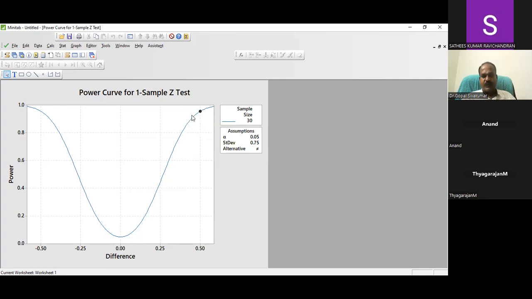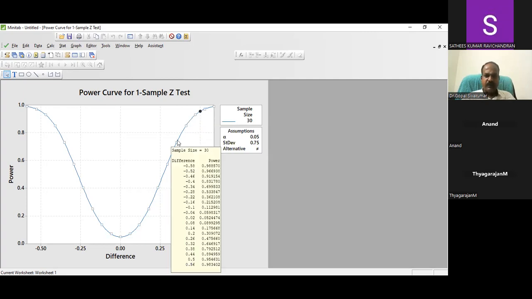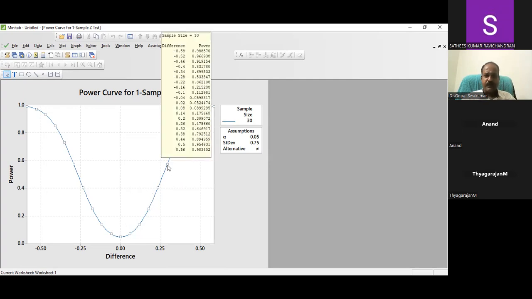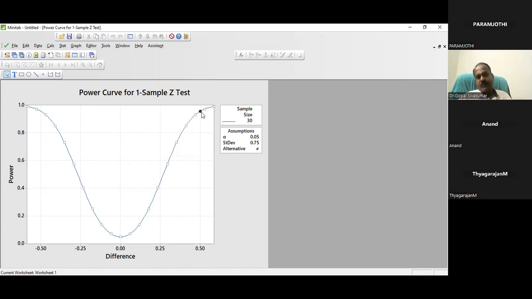Keeping the sample size at 30, if the difference keeps decreasing, can you see the power of test going up? If the difference is decreasing, power of test will go up. But if the difference is increasing, power of test will go down. So that is what you are observing here. But no worries, right now our question is only about sample size.